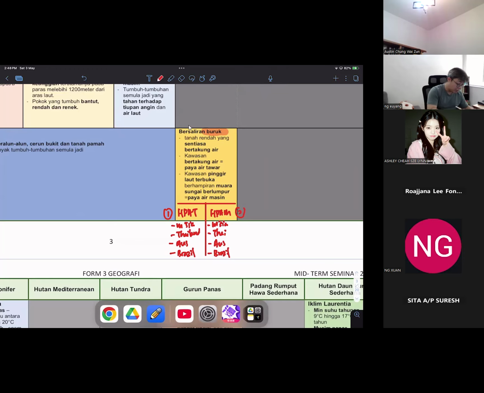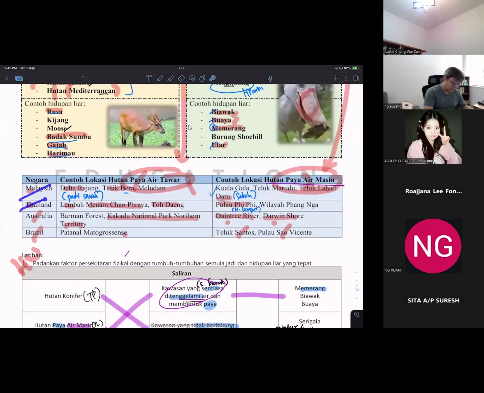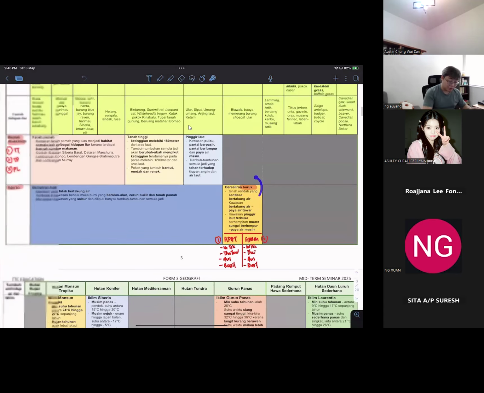So that's your content in your current TVC tuition class. Malaysia, Thailand, Australia, Brazil. So this is at least one, this is at least two. Okay, Telok Lahad also can memorize. Pulau PP, Panga, Trent River, Darwin, Telok Santos, and then One City. So we always start to memorize all the content from your Saliran Buruk first.